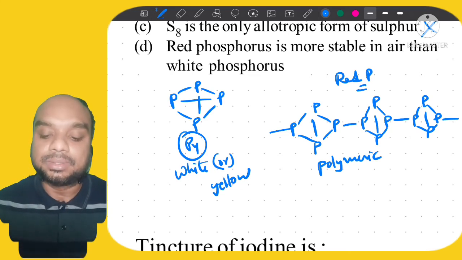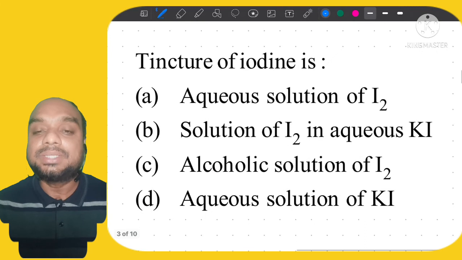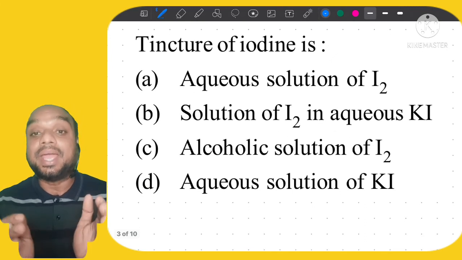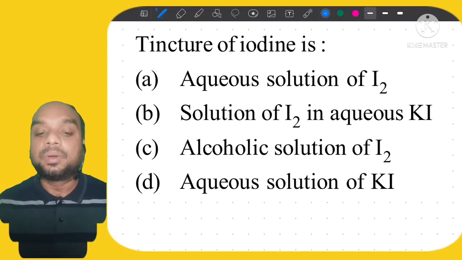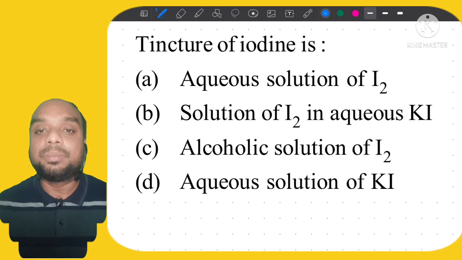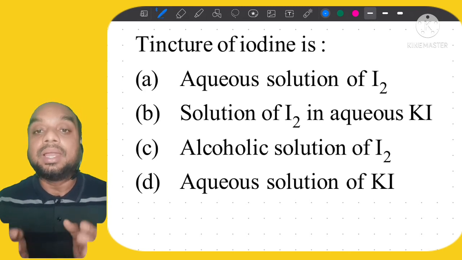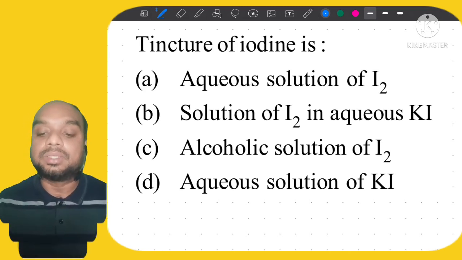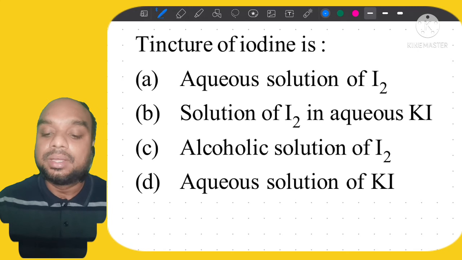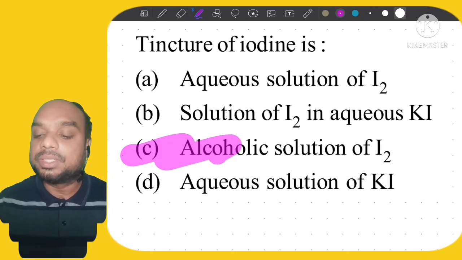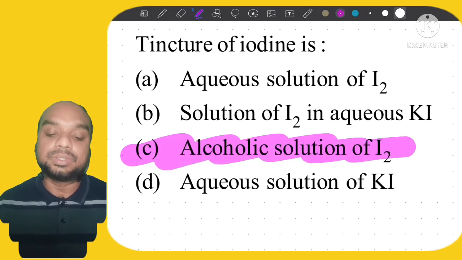Next, tincture of iodine is having antiseptic nature. What is tincture of iodine? Iodine has non-polar nature. It can dissolve in a solvent like ethyl alcohol. The alcohol solution of iodine is called tincture of iodine. So C option you can choose.